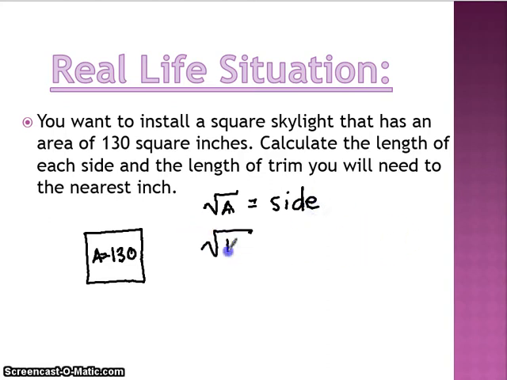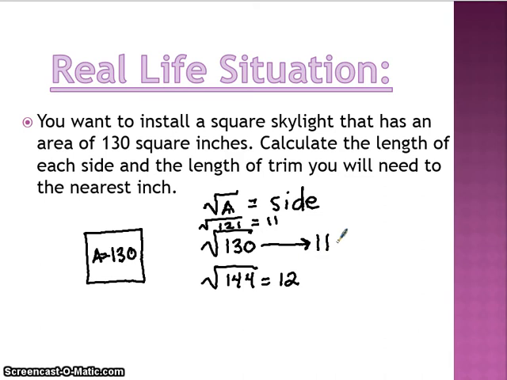The square root of 130 is between what 2 perfect square roots? 121, which is 11, and 144, which is 12. So we know that 130 is going to be 11 plus some extra. How many more than 121 is 130? 9. And how many more would it need to be to get to 144? 23.